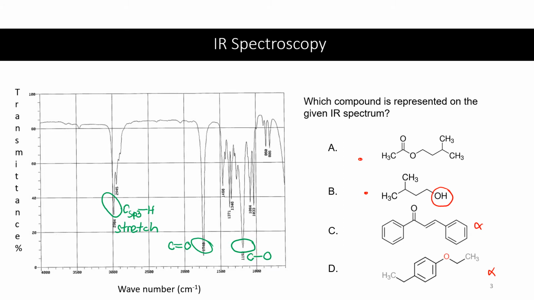And we have these additional peaks as well, indicating CH3 and CH2 bending. So all of that suggests this could be an ester, and it has many CH2 and CH3 groups as well. So you should be able to predict that this is your answer.